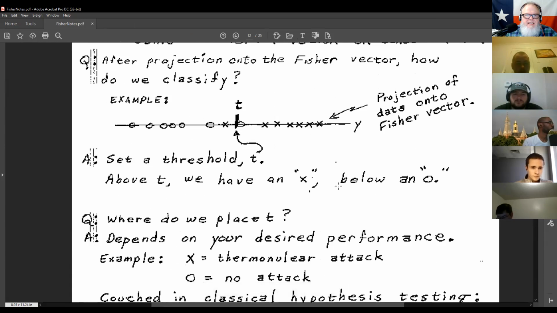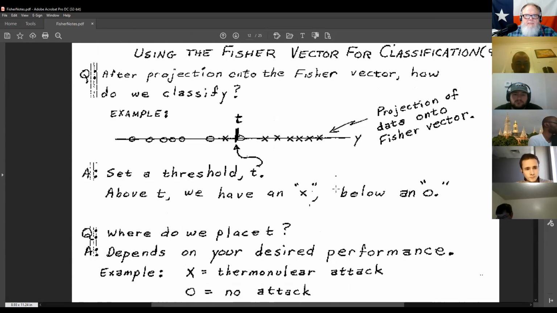Where do we place T on this threshold? Forget about the Fisher vector. This is the same exact problem. We set a threshold T. Above it, we have an X. Below it, we have a 0. Okay, so this is our training data.